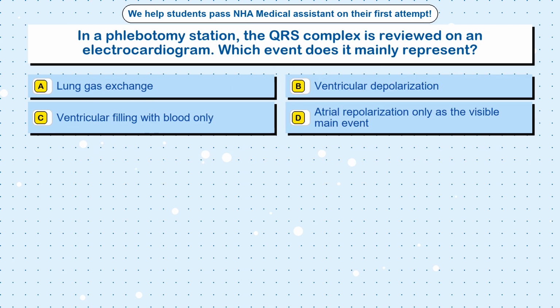Question 96. In a phlebotomy station, the QRS complex is reviewed on an electrocardiogram. Which event does it mainly represent? Option A, lung gas exchange. Option B, ventricular depolarization. Option C, ventricular filling with blood only. Option D, atrial repolarization only as the visible main event.